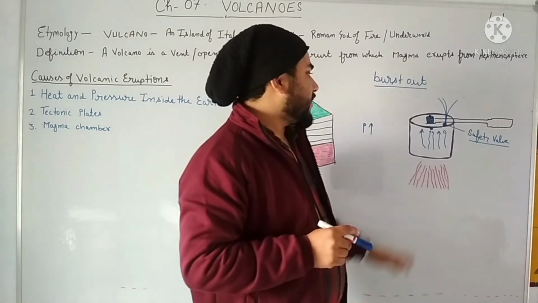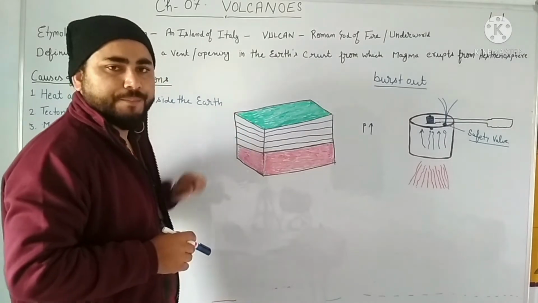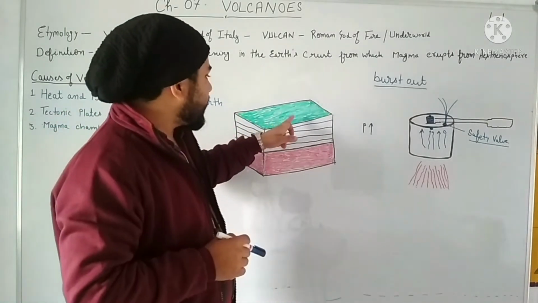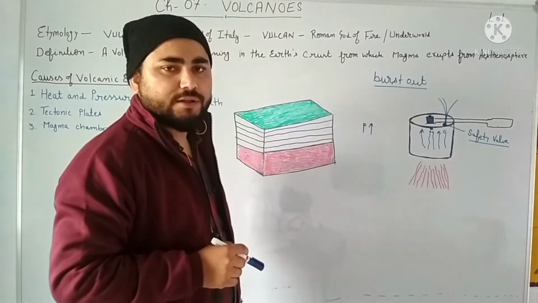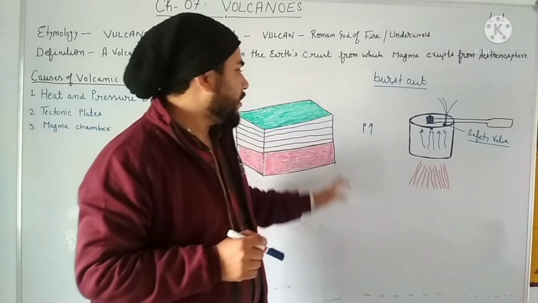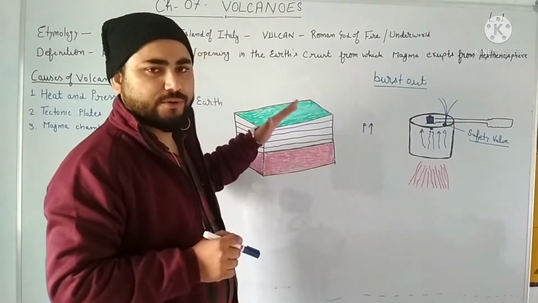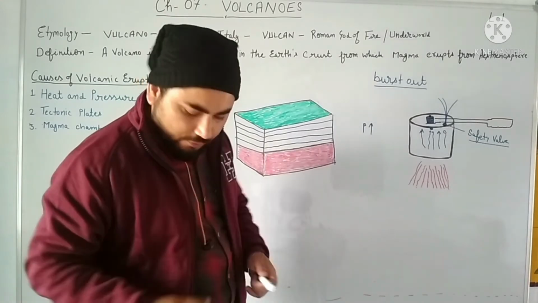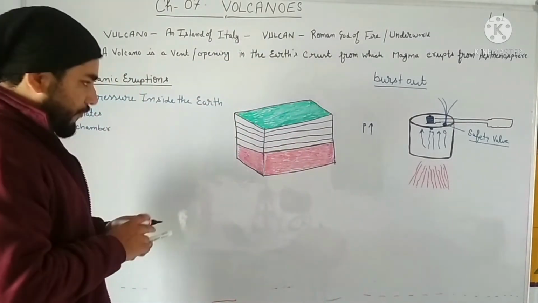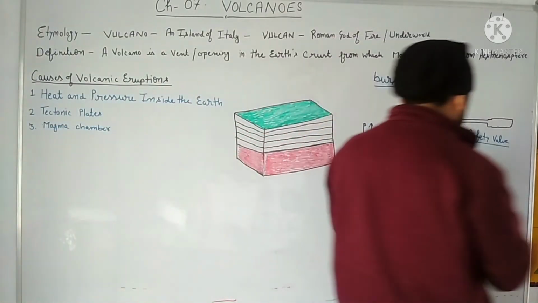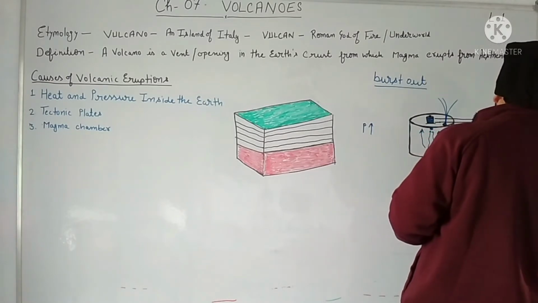So likewise in our earth, suppose this is the earth crust, and in the earth crust we are having some weaker layers of rocks, from where the pressure which is getting generated inside the earth is released. So that is why volcanoes are called the safety valve of earth.